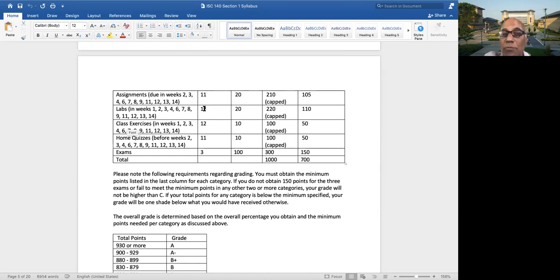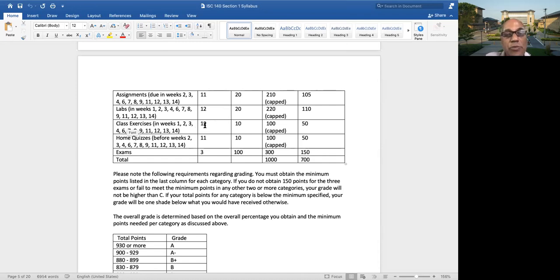Similarly, there are 12 labs starting this week. Every week there will be a lab, except when there is an exam. We have 15 meetings, so there will be 12 labs. Instead of 240, I'm capping this at 220. So even if you make a few mistakes here and there, you could still get the maximum.